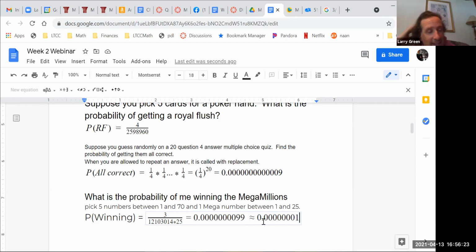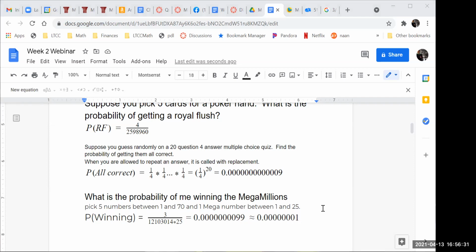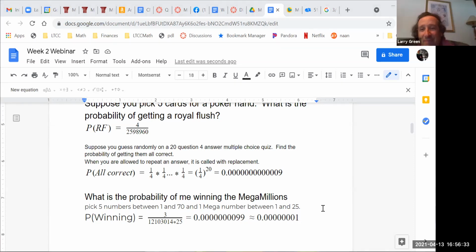So what do you think? Do you think I'm going to win? Probably not. Could it happen? Yeah, but this is 1 in 100 million, by the way. So the probability that this is a winning ticket is 1 in 100 million chances.